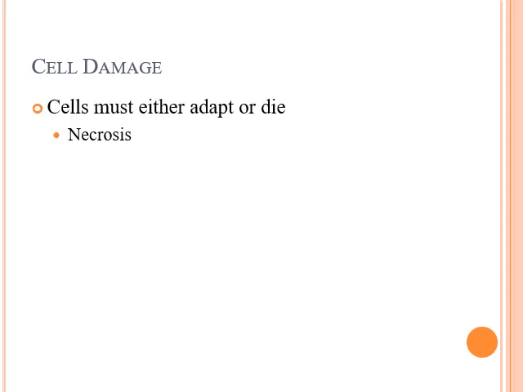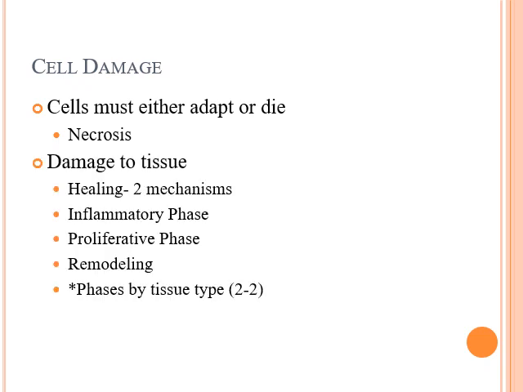So, cell damage. Again, cells have to either adapt or die. If they die, we call that necrosis. So we talk about necrotic tissue. That's tissue that's dying. When we look at damage to tissue, here we're going back more to the structural aspects of the body, so you can get an understanding of this.